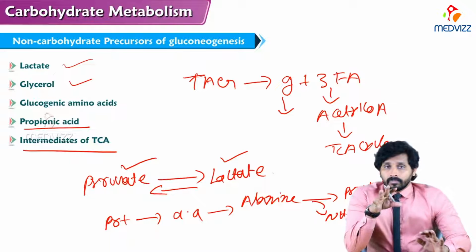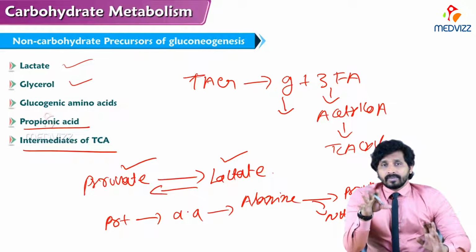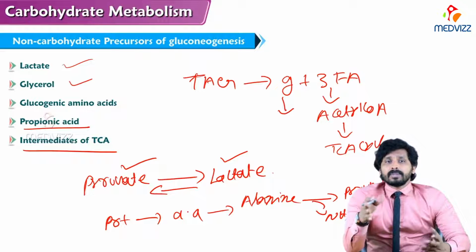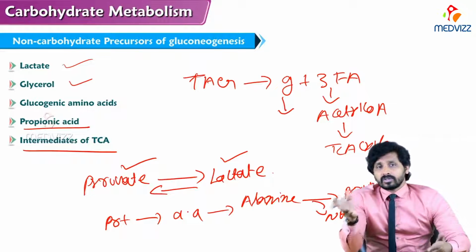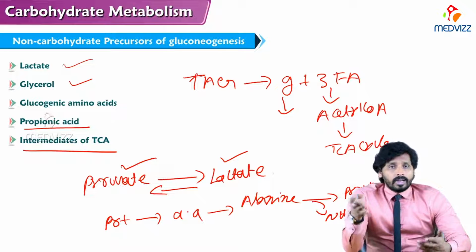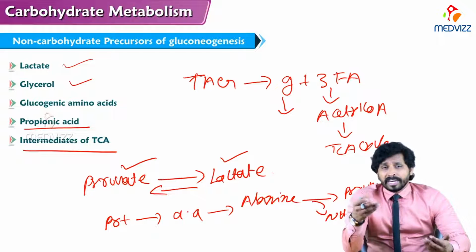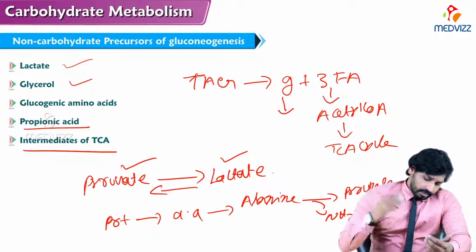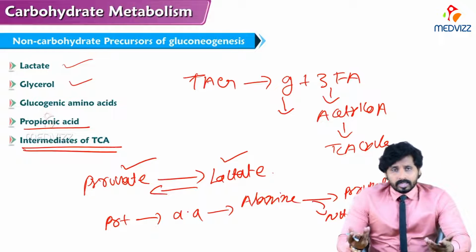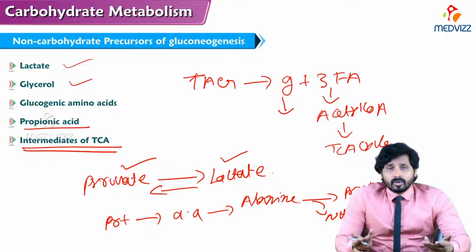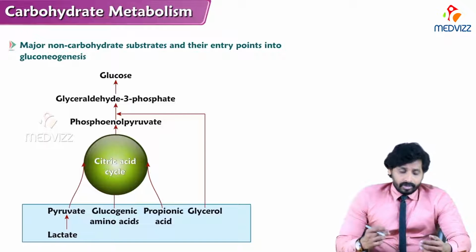So the proper definition of gluconeogenesis is synthesis of glucose from non-carbohydrate sources such as pyruvate, lactate, and glycerol, because when pyruvate is available, it also has to be converted into lactate. Also glycerol from TAG degradation, gluconeogenic amino acids such as alanine, aspartate and glutamic acid, propionic acid coming from odd chain fatty acid breakdown, and intermediates of the TCA cycle such as oxaloacetate and fumarate. They are all involved in gluconeogenesis.